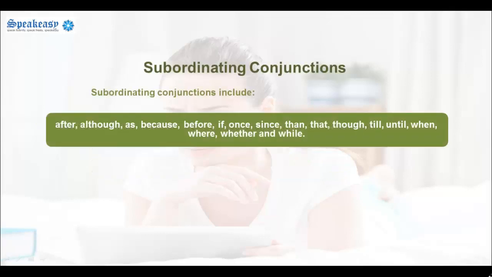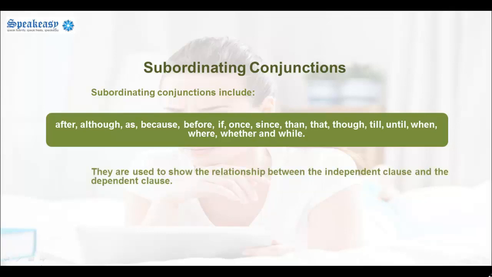Subordinating conjunctions include after, although, as, because, before, if, once, since, than, that, though, till, until, when, where, whether, and while. They are used to show the relationship between the independent clause and the dependent clause. Here's an example. Keep your hands on the wound until the nurse asks you to take it off.